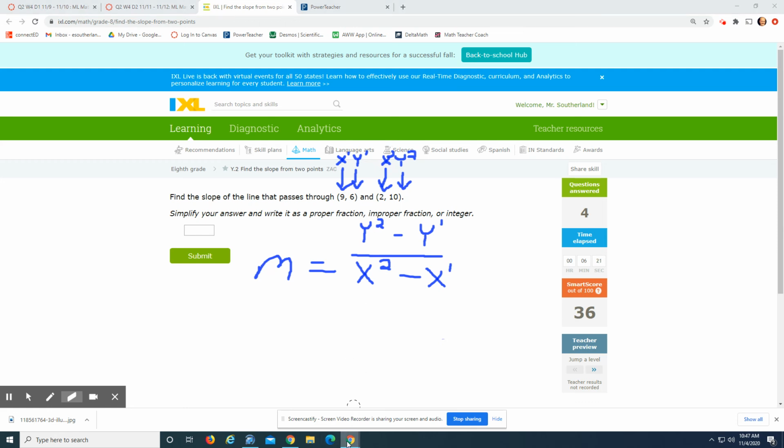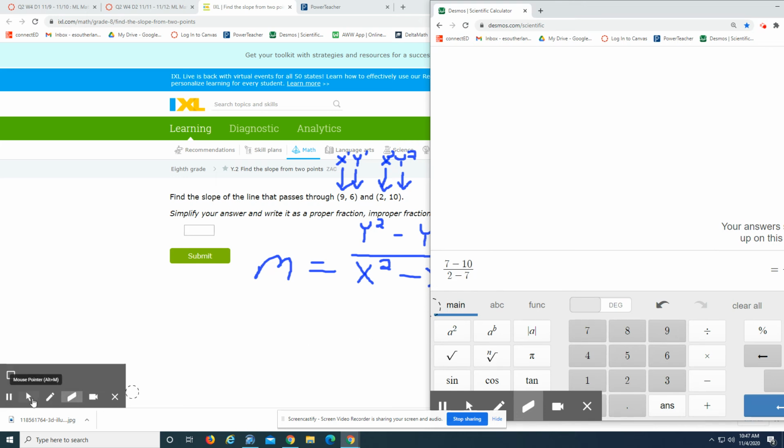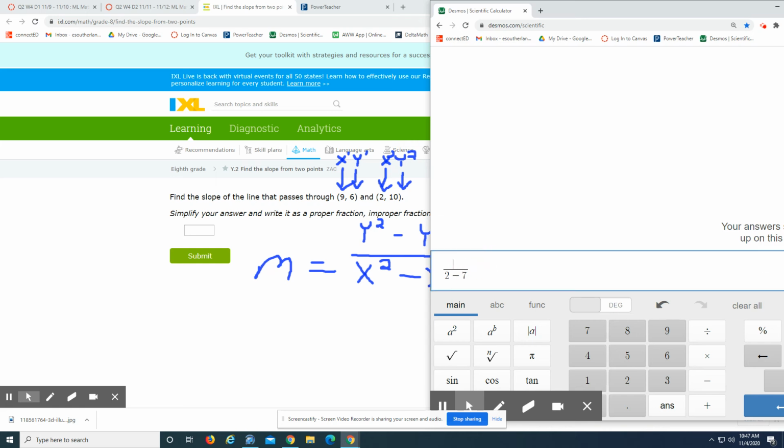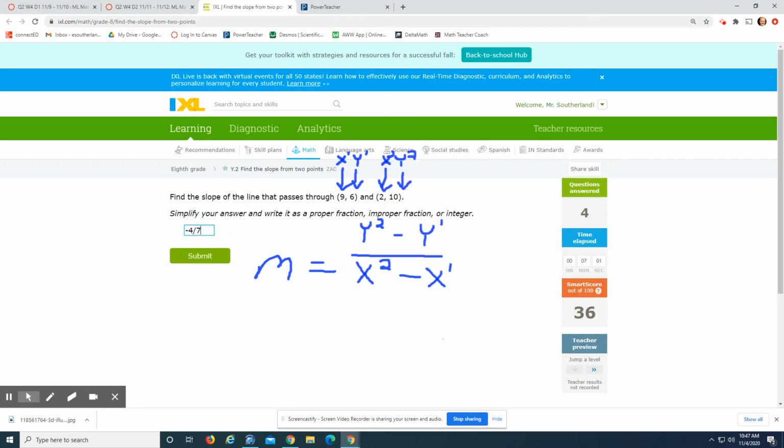And so then we would go back to our calculator, and we would delete these numbers on both the top and bottom, and then we're going to type it in just like it says. So y2 is 10 minus y1, which is 6, and then on the bottom it says x2 minus x1, so 2 minus 9. And then when we drag this over, we can see that the answer is negative 4 over 7. So over here, you would just type in negative 4 over 7. Again, you can do it by hand, or you can do it with the Desmos calculator.